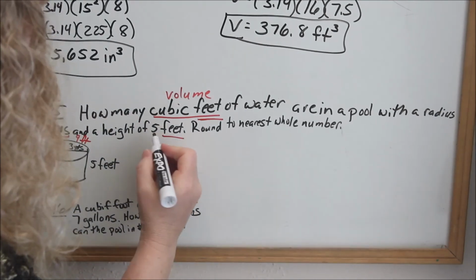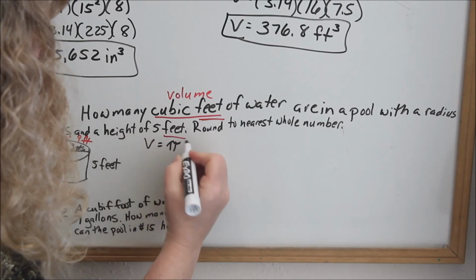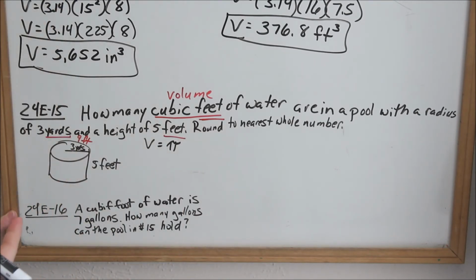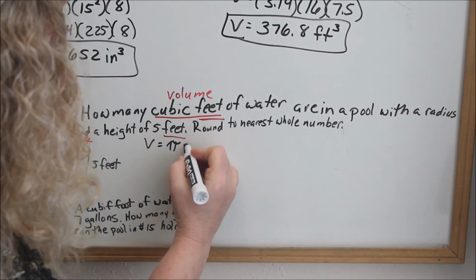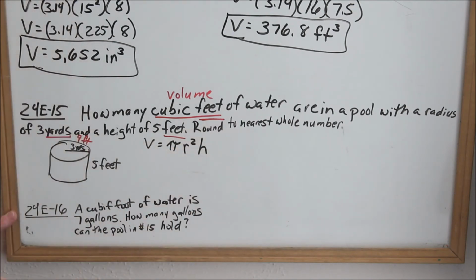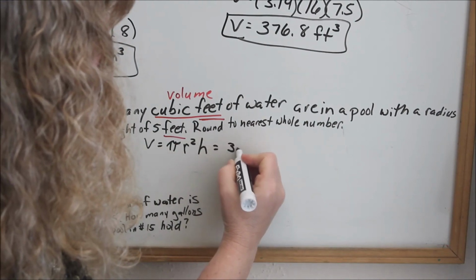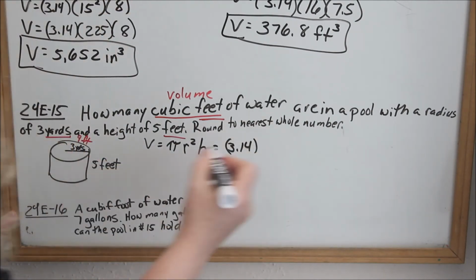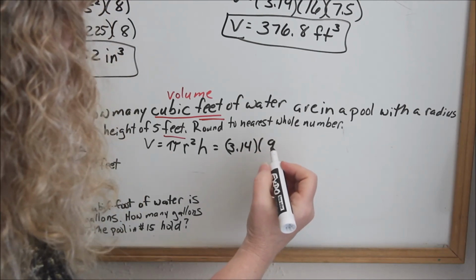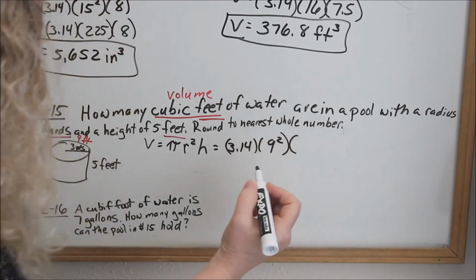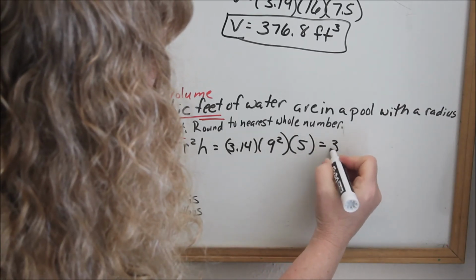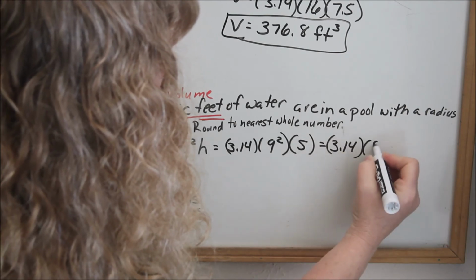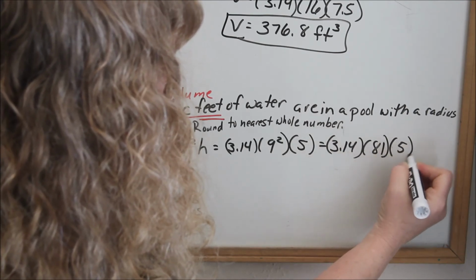Okay, so now we can calculate the volume, and this is a cylinder, by the way, because if you have a pool that has a radius, that means it's round. It's a cylinder type pool, not a rectangular type pool. So volume of a cylinder, pi r squared h. So that equals 3.14. My radius, I have to use the 9 feet to be matching units. 9 squared times my height of 5. PEMDAS says do the exponents first. So 3.14, 9 squared is 81 times my 5.